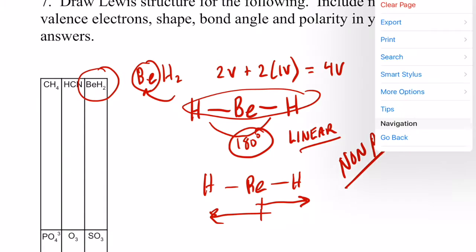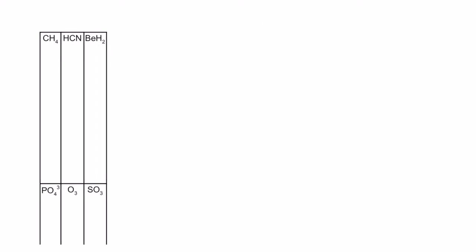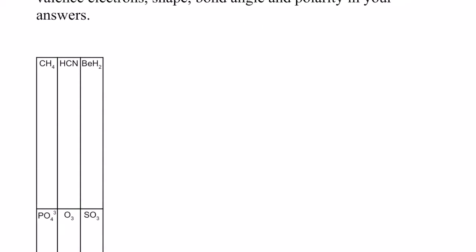Okay? Now hopefully you folks are taking some time to try these on your own before I do it for you. That's the plan at least. Okay, the next one on your worksheet you will see is PO4. It's an ion, and the overall molecule has a 3 negative charge to it.